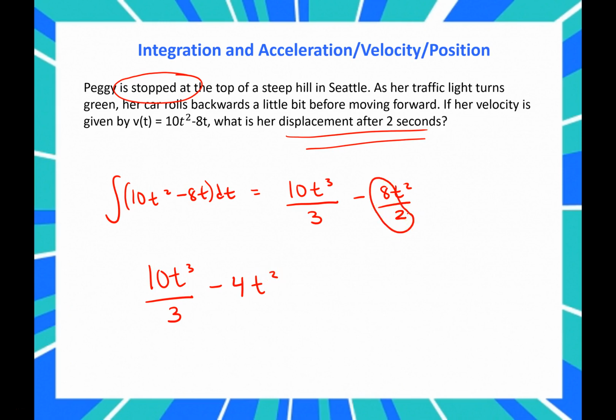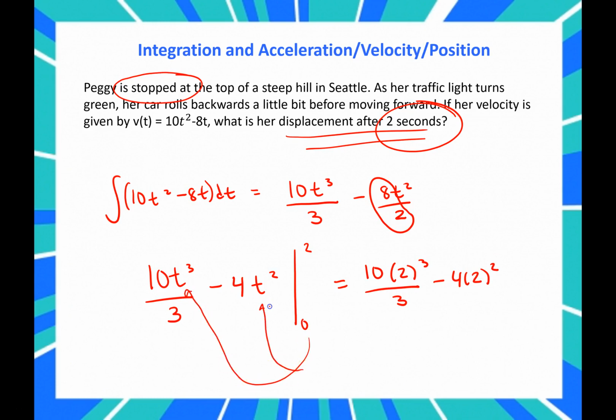Now, you can think of this right now as calculating a definite integral from 0 to 2 seconds, or you can just think about it as plugging in 2 and then plugging in 0, because you're trying to figure out where was she at 2 seconds, where was she at 0 seconds. Okay, so at 2 seconds, I get 10 times 2 cubed over 3 minus 4 times 2 squared. Now I'm pretty confident when I plug in 0 here, I'm just going to get a 0 for this whole thing. That's so nice when that happens.